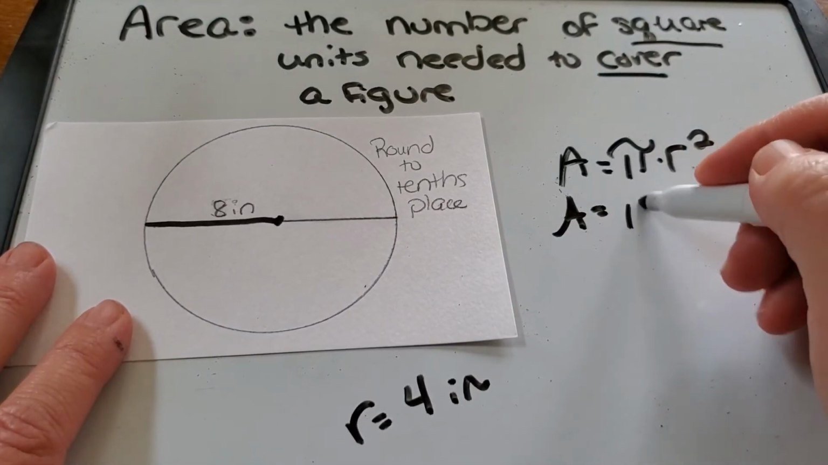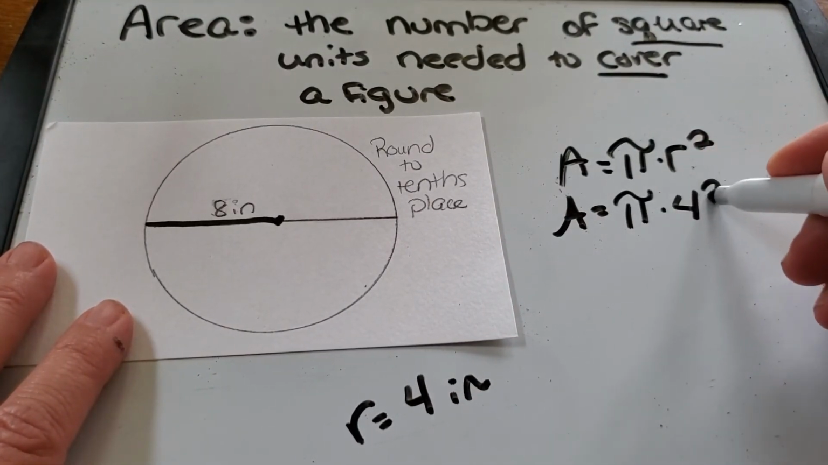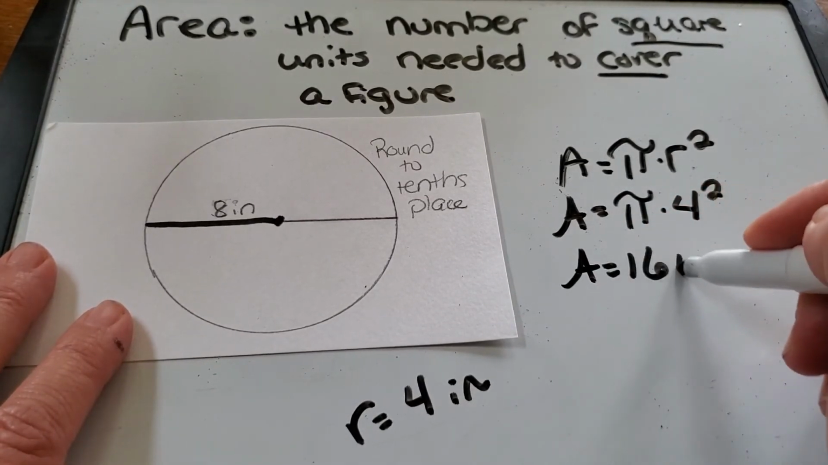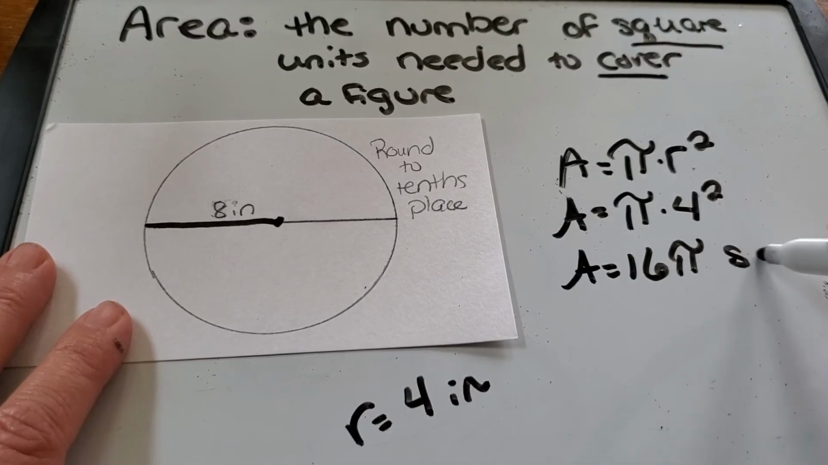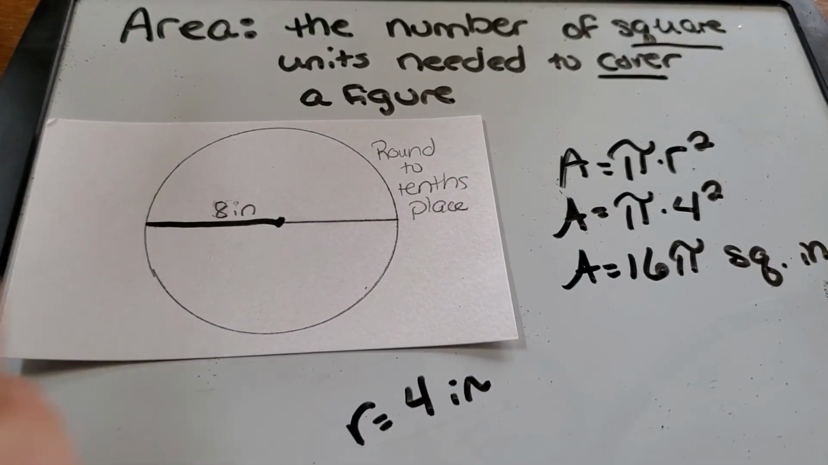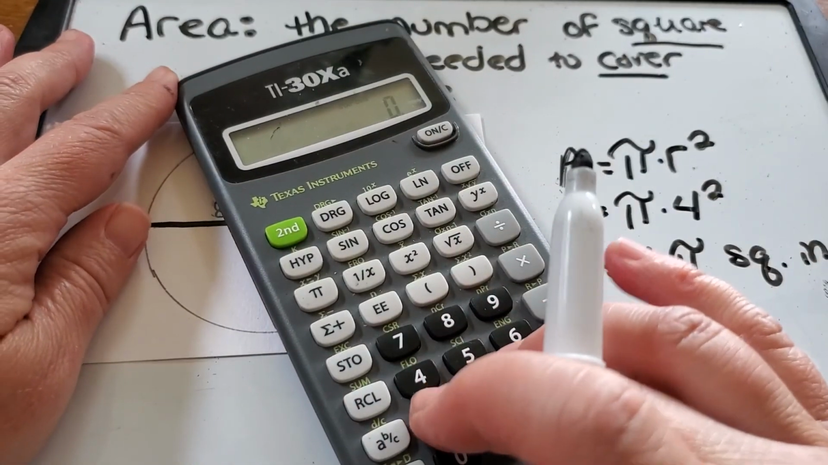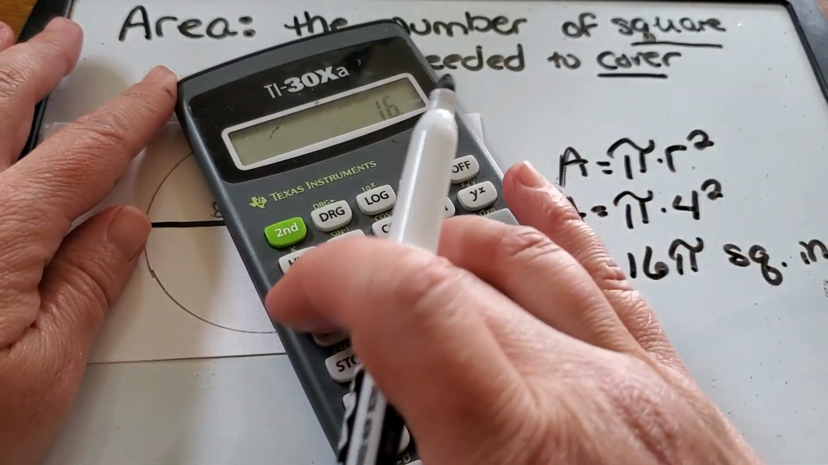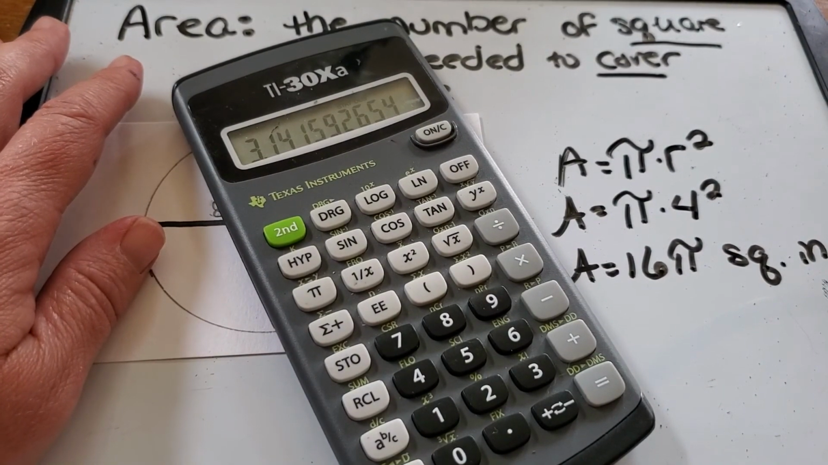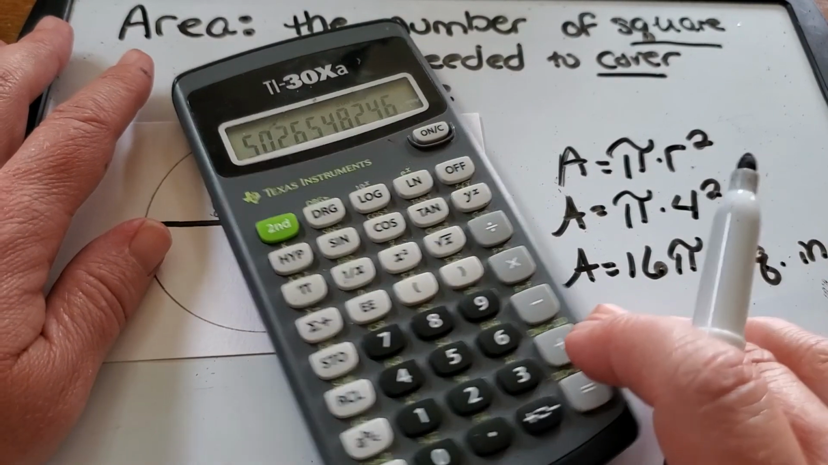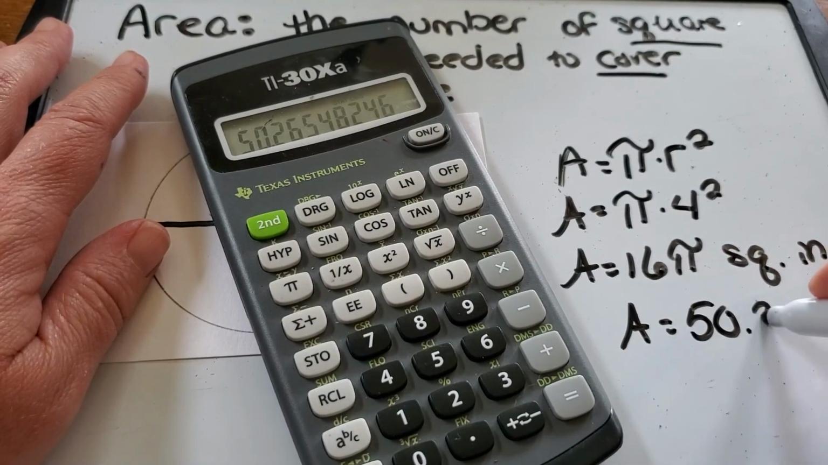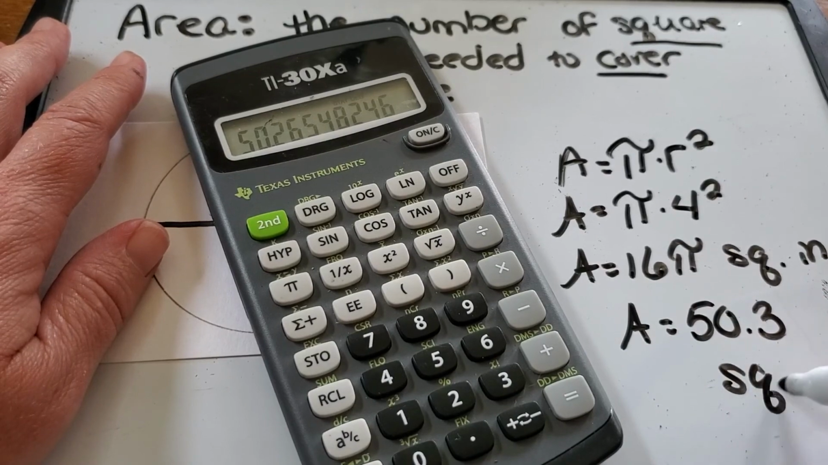So we're going to do pi times 4 squared. Well, 4 squared is 16. So this is 16 pi square inches. But now, since the directions tell you to round, you're going to punch that in your calculator. 16 times pi, 16 times 3.141592654. Hit equals, and round it to the tenths place. That would be 50.3 square inches.